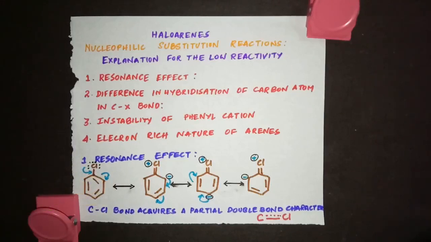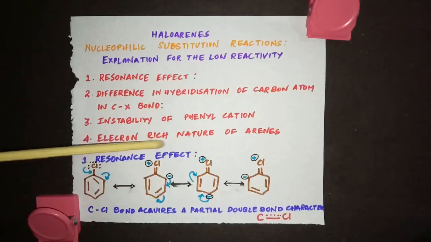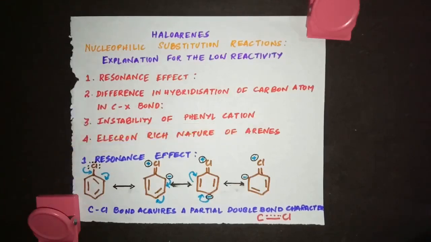So they have more electron density, which means they have a negative charge. What about the nucleophile? Nucleophile is also carrying a negative charge. So when the nucleophile with a negative charge is trying to attack these arenes which are electron rich, will they be reactive? No, because both are negative. So that is one of the main reasons. That is the fourth reason, electron rich nature of arenes. So because of that, these haloarenes show low reactivity towards nucleophilic attack.